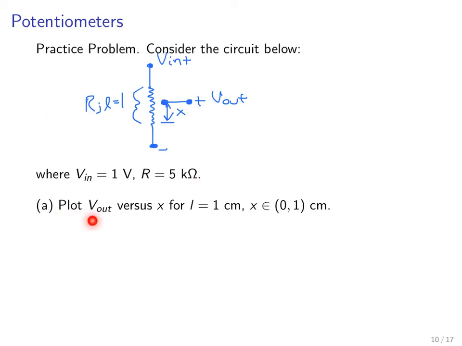So the first thing I'd like you to do is plot Vout as a function of x. So Vout should be on the y-axis and x should be on the x-axis for L equals 1 centimeter, as I have drawn here, and x between 0 and 1 centimeter, so the full span, right? So x equals 0 is this point and x equals 1 is that point. So I'll give you guys a few seconds here to do that.